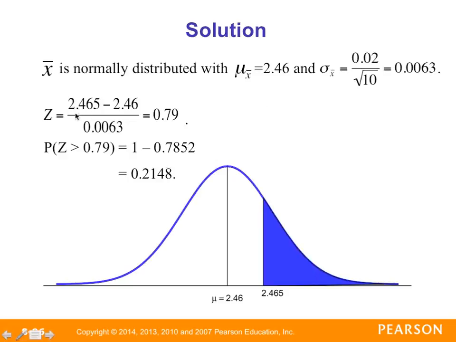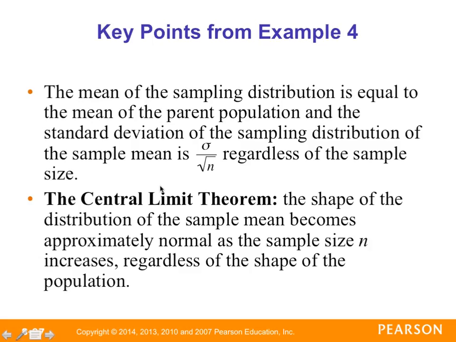Once we do that, we need to calculate a z-score just like we normally would. So we take what we're interested in, which is 2.465, we subtract our mean, and we divide by our new standard deviation that we calculated, and you get 0.79. Now we always want to look that up in the table, but since we want greater than, we do 1 minus our table value. So you get 1 minus 0.7852, which gives you 0.2148.